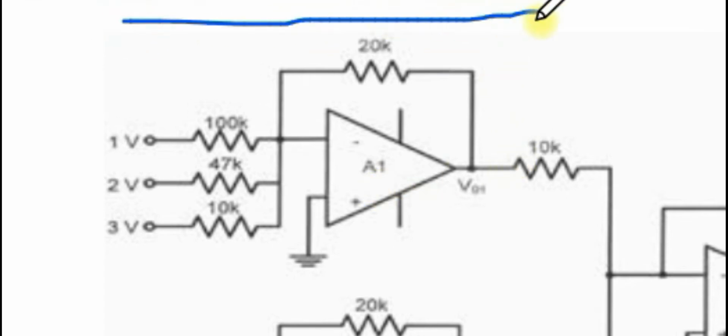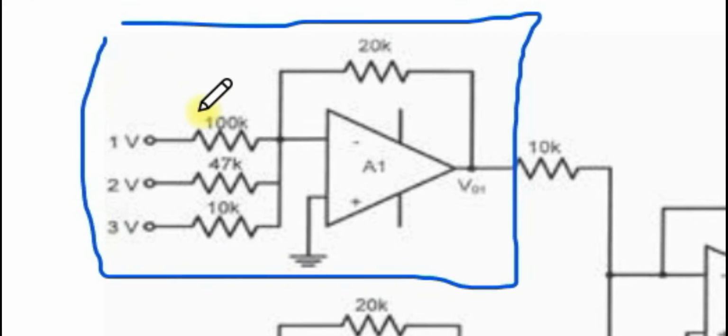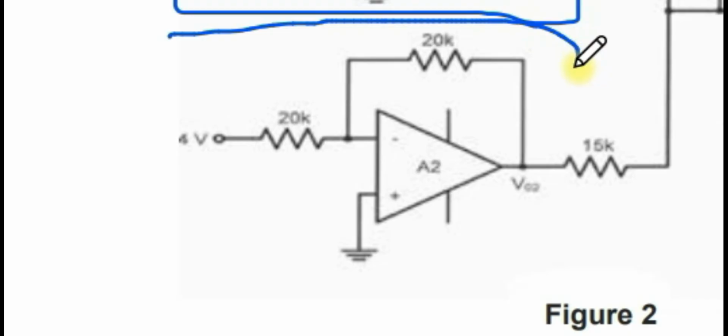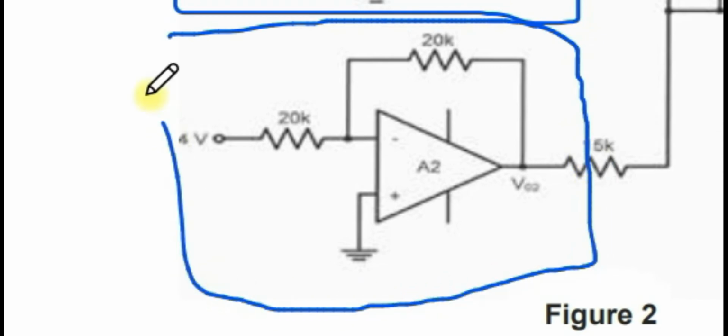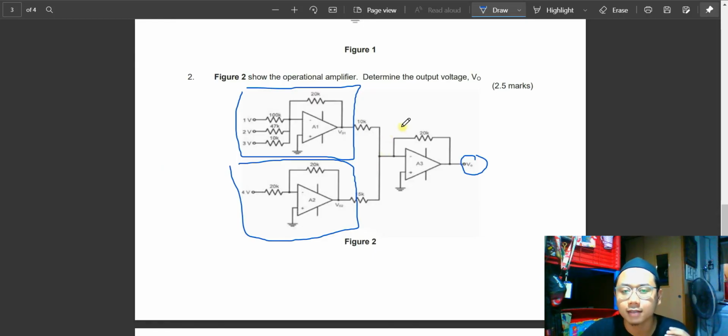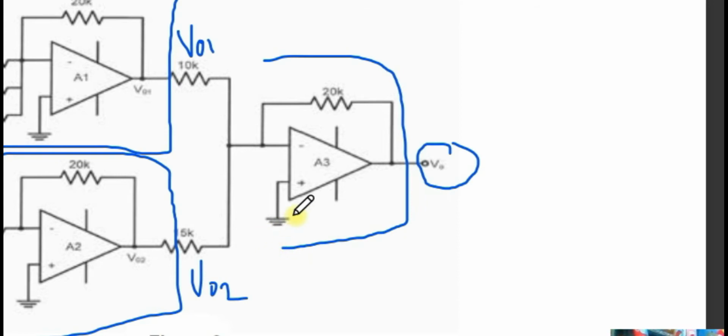For this one, we can see that it has more resistors and more voltage sources. So we know that this amplifier is a summing inverting amplifier. For the second one, we can see that it just has one input, so we know that this is an inverting op-amp, not summing. The last one, amplifier 3, is a summing inverting op-amp, where we have V out 1 and V out 2 here.